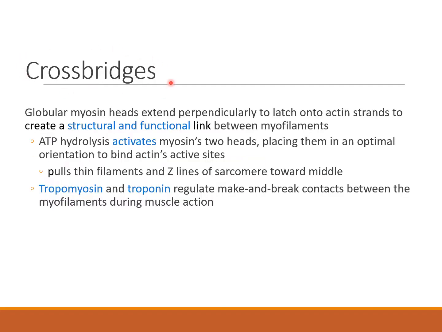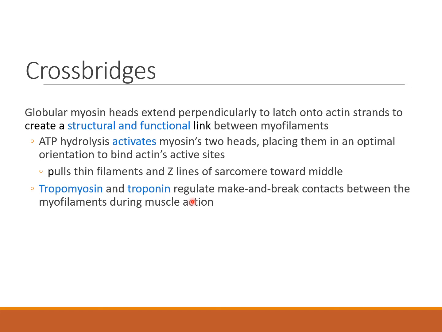Cross bridges, you're probably familiar with this term too. This is when the myosin head extends across and latches onto the actin strand, and this creates a structural and functional link between myofilaments. ATP hydrolysis, the breakdown of ATP, activates the myosin's two heads and places them in optimal orientation to bind to the actin's active sites. The myosin then pulls the thin filaments and the Z lines of the sarcomere towards the middle. So the Z lines get pulled together.